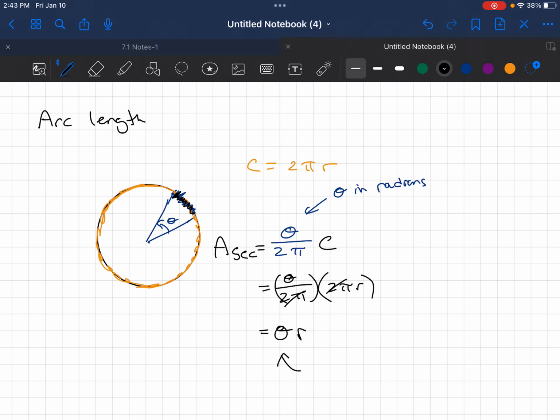So again, this means that theta, the angle, must be in radians in order to use this formula to find the arc length of a portion of the circle.